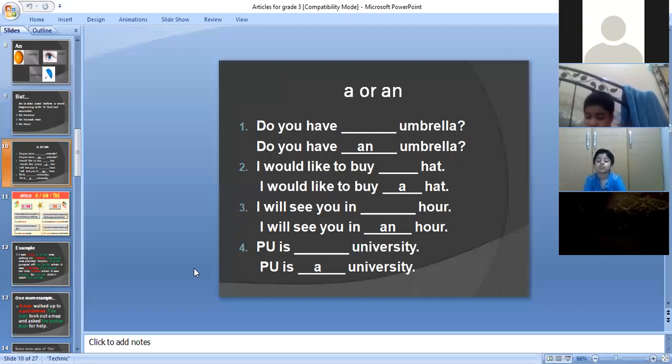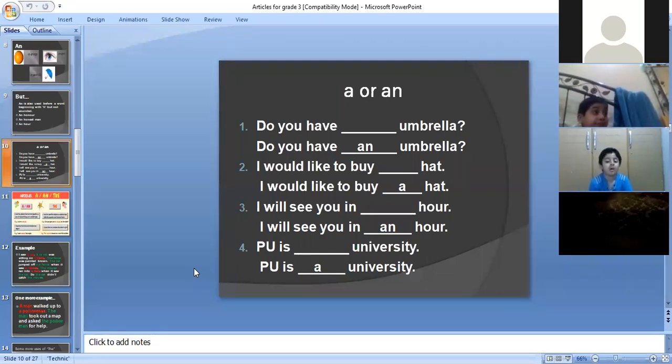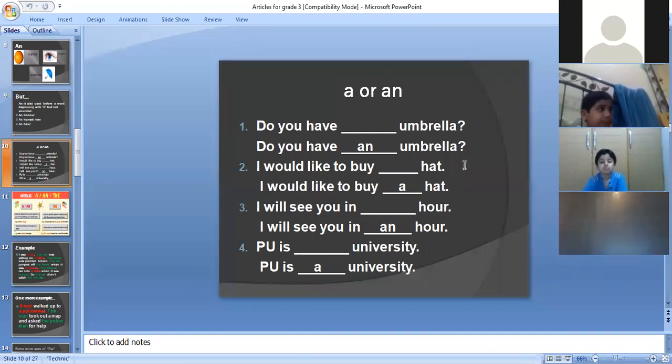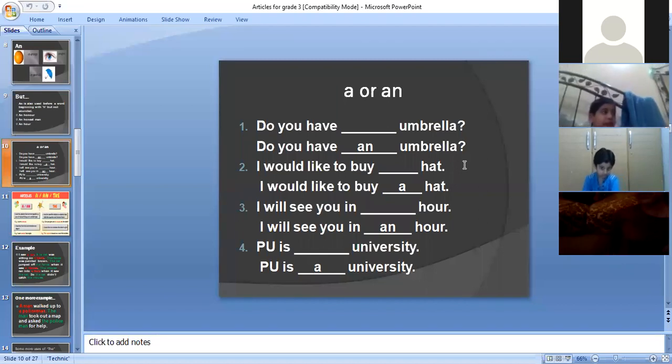Okay, now dear children, you can see this is the fill in the blanks. This is just a practice for you. Do you have dash umbrella? What will come here? An umbrella. Okay.